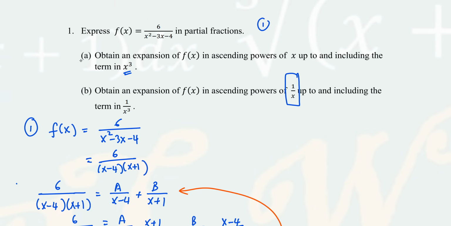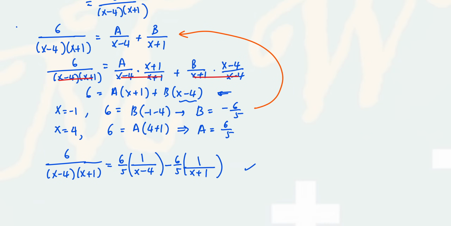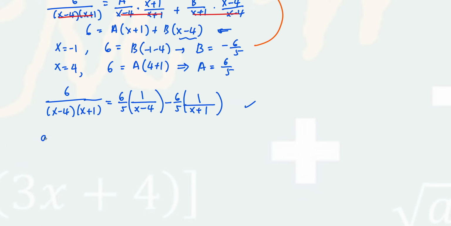Okay, so by referring back to the question, A is to express the expansion until x cubed. So I'm going to use this form for the expansion. So what to do is, for A, your f(x) is 6 over 5. Now, since the x minus 4 is in the denominator, you have to move it up. So when I move it up, I will rearrange so that the x is in the second form.